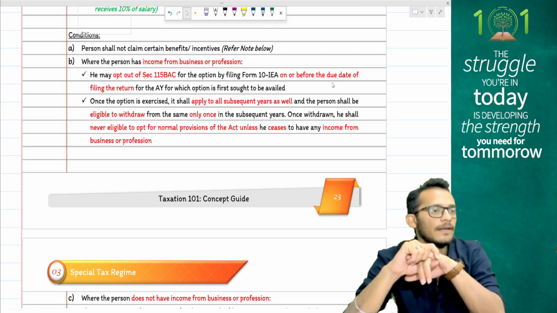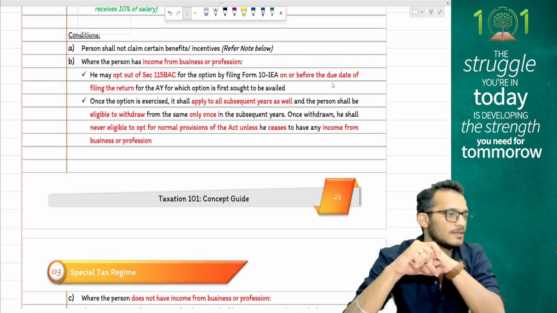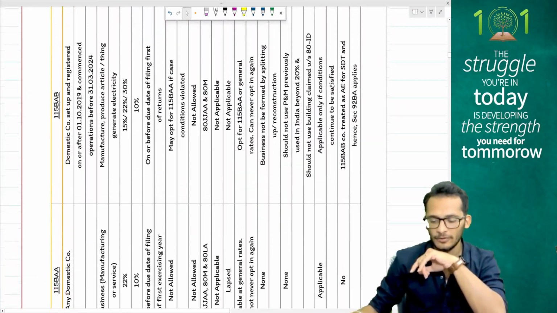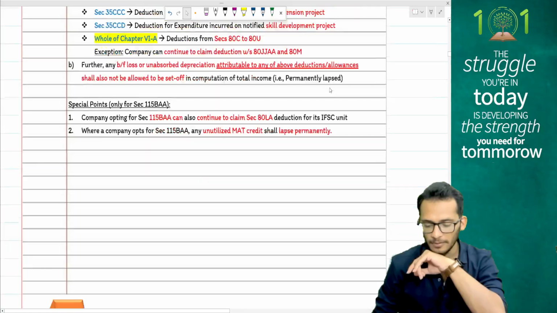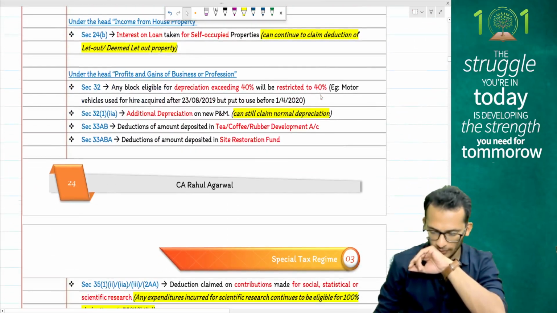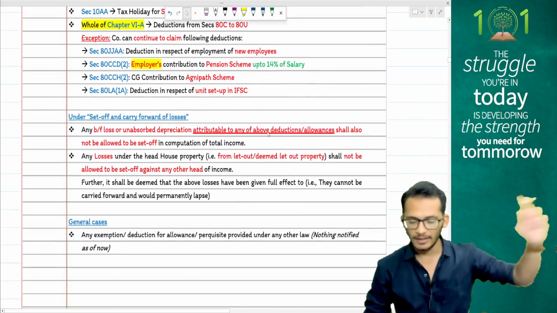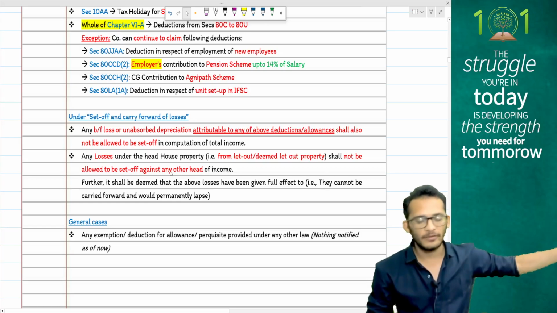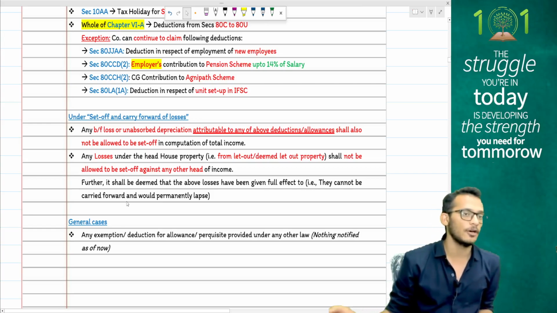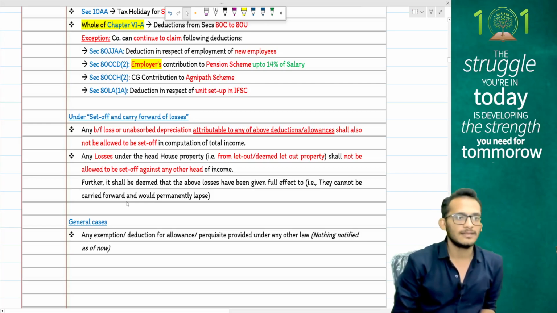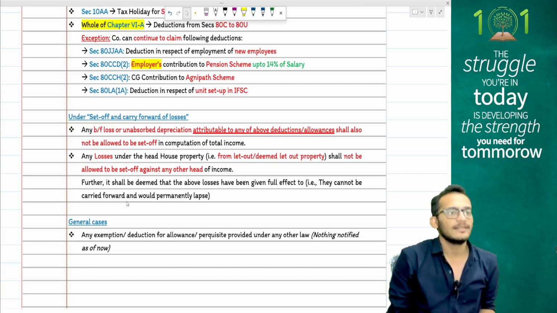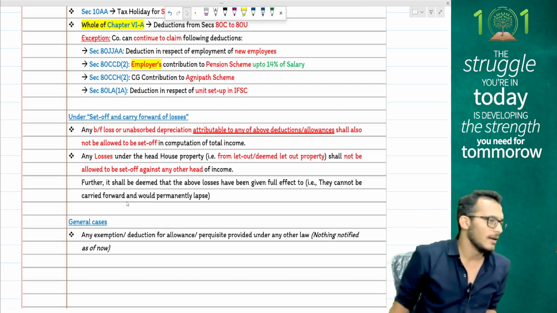I would have told you to write down that when it comes to HP losses, this cannot be carried forward. In case you have not written that, please note down, people. You should have made that note already. Any losses under the head house property cannot be set off against any other head of income. If at all these losses are not claimable, then it is deemed that the losses have been given full effect to, which means they also cannot be carried forward. Please mark this as important for a double taxation relief question. It's not in your edition, but you would have written it down. If you have written it down, that's good enough for you.